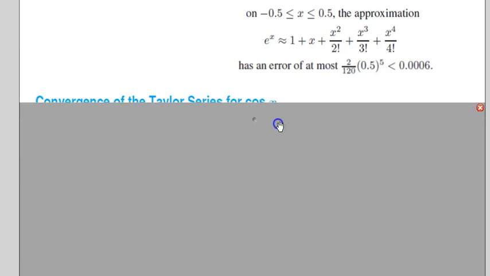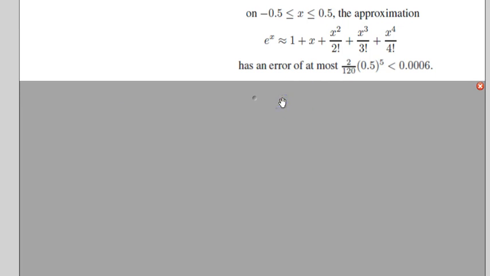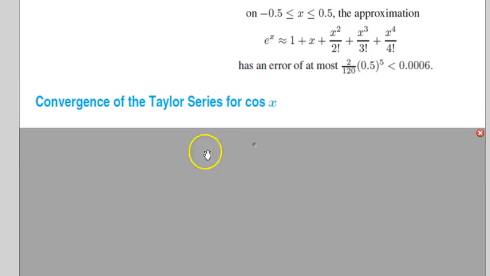Now the question is, and that will be to determine how much our error is. Okay, all right, simple enough. The next part is, how do we know that the Taylor series converges for functions?